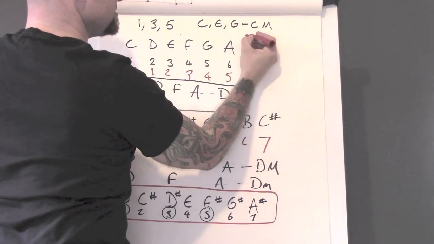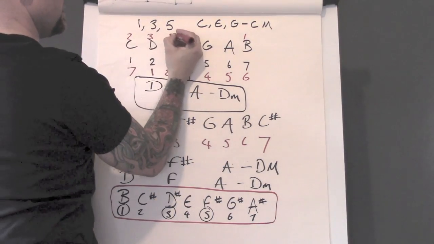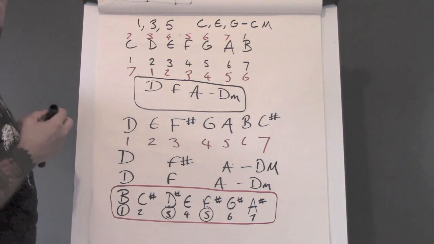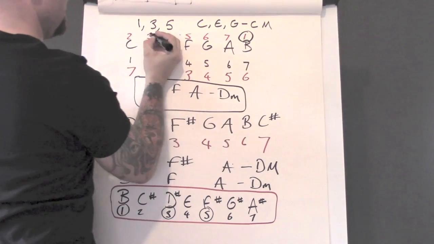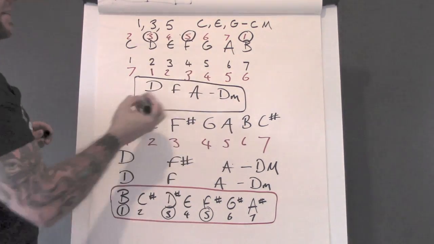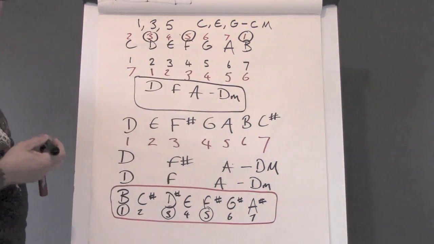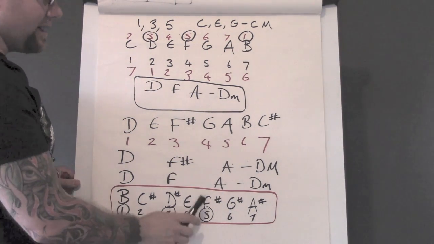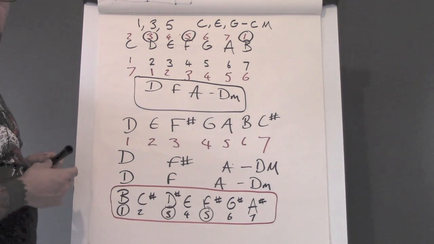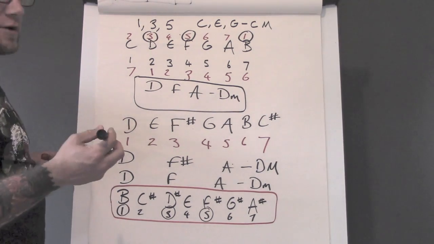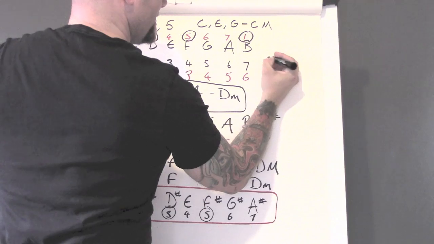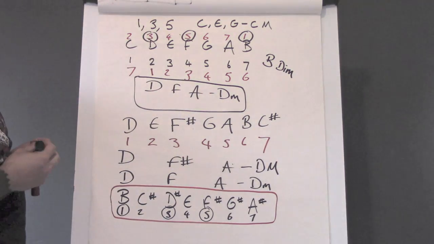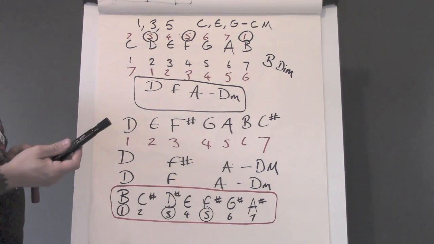So here we would change that to 1, 2, 3, 4, 5, 6, 7. So the 1, the 3 and the 5 here would be 1, 3, 5. So B, D and F. So as you can see here, we've got B, D sharp, F sharp. So we have to flatten both of those notes. So if you flatten both, you get a diminished. So that would be a B diminished triad.